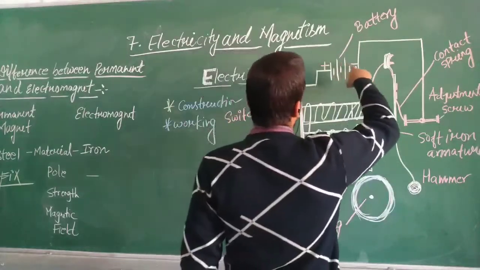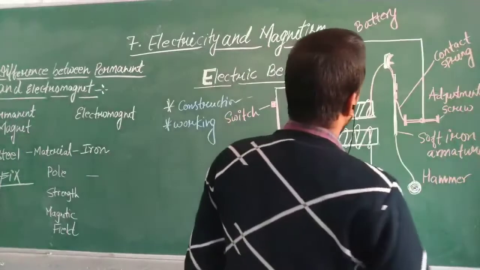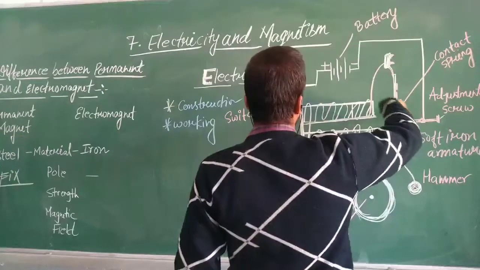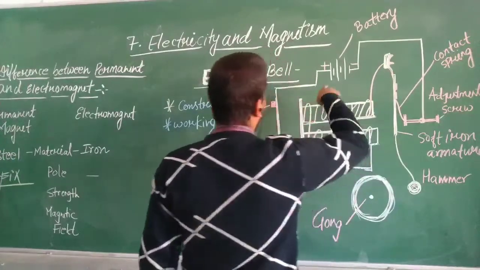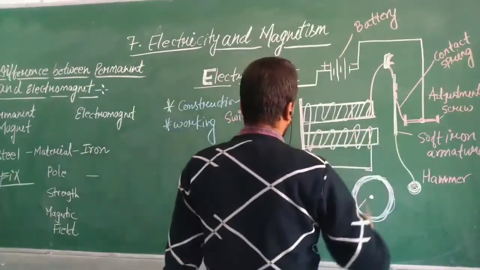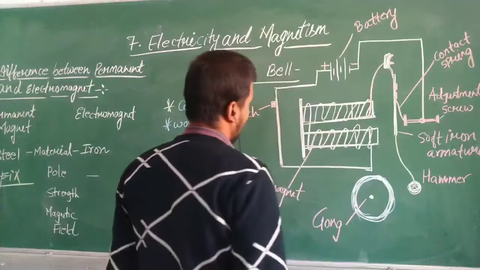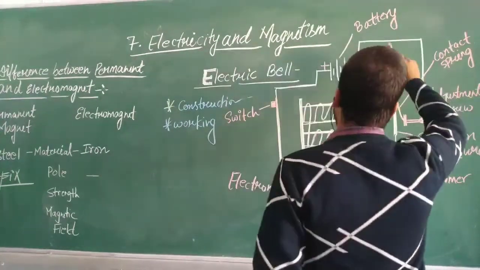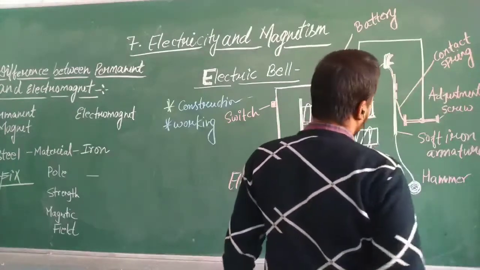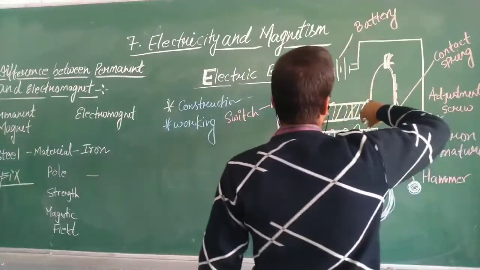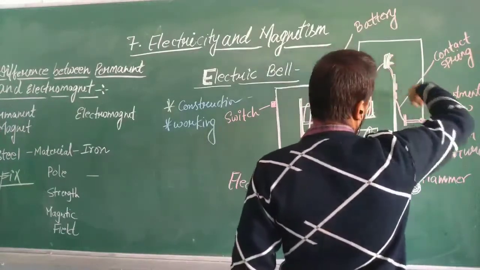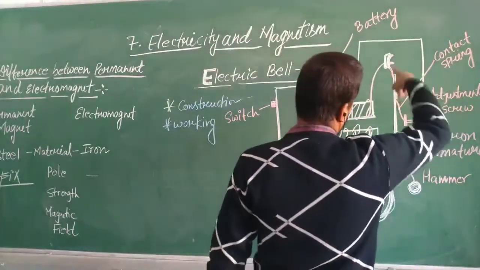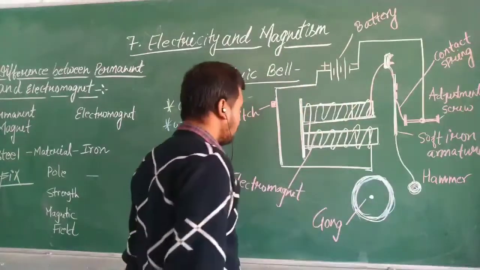The two ends of the battery: one end of the battery is connected with this adjustment screw, and the other end of the battery is connected with the electromagnet. One end of the electromagnet is connected with this soft iron armature, to control this circuit.